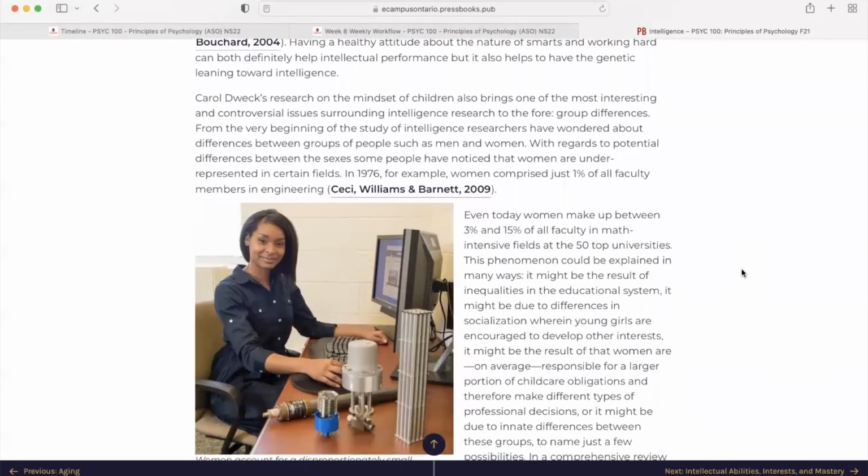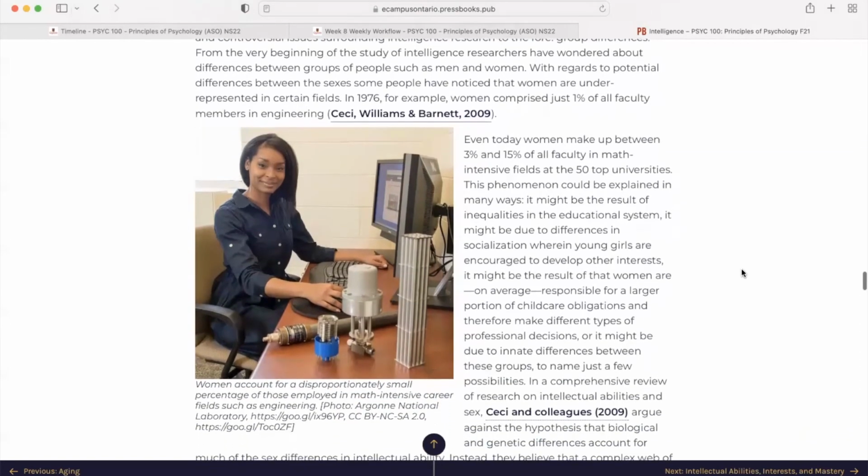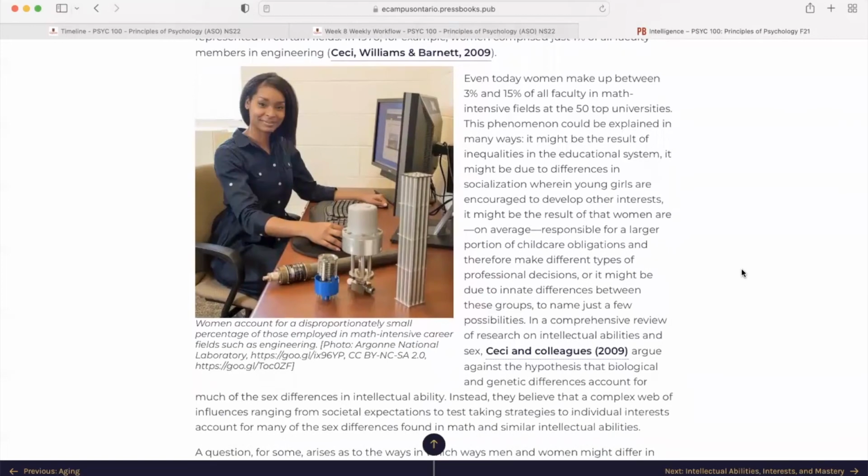Carol Dweck's research on the mindset of children also brings one of the most interesting and controversial issues surrounding intelligence research to the fore: group differences. From the very beginning of the study of intelligence, researchers have wondered about the differences between groups of people, such as men and women. With regard to potential differences between the sexes, some people have noticed that women are underrepresented in certain fields. In 1976, for example, women comprised just 1% of all faculty members in engineering. Even today, women make up between 3 and 15% of all faculty in math-intensive fields at the top 50 universities.